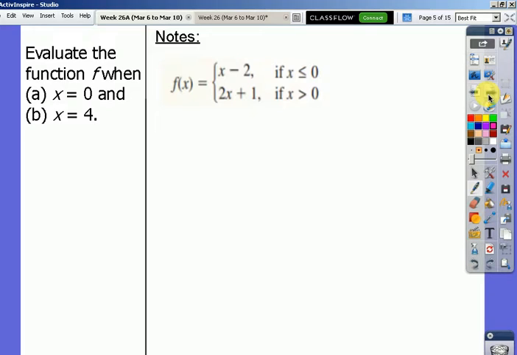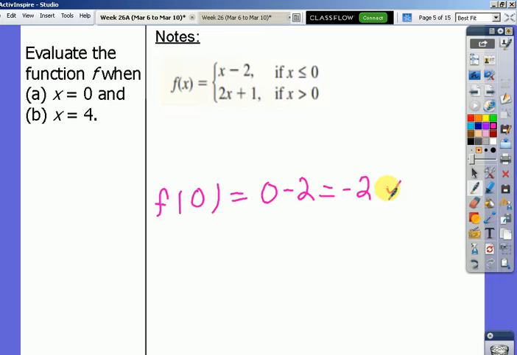The first one, when x equals 0. So what you want to say to yourself is, I'm evaluating f of 0 when x equals 0. Is 0 less than or equal to 0? Yes, so you plug it into the first one. So 0 minus 2 is negative 2.